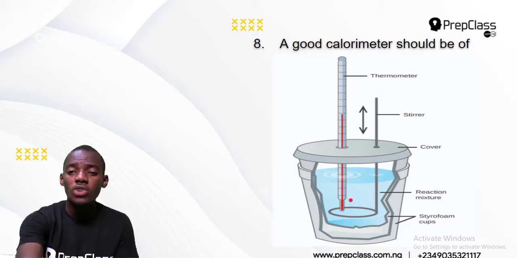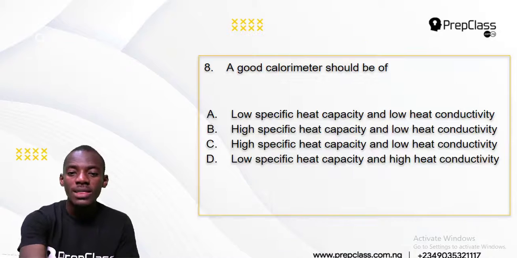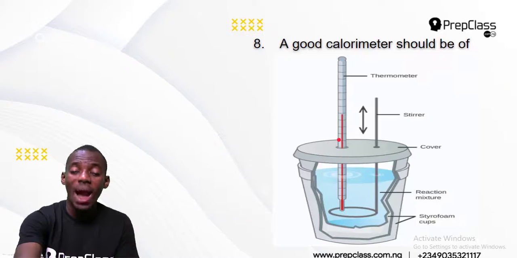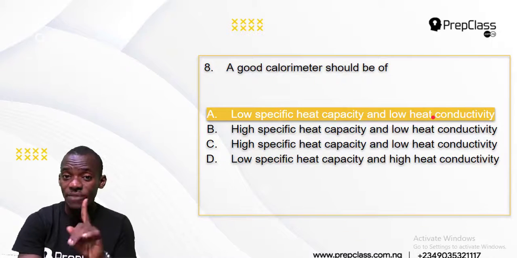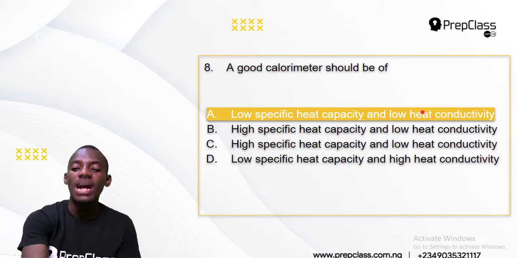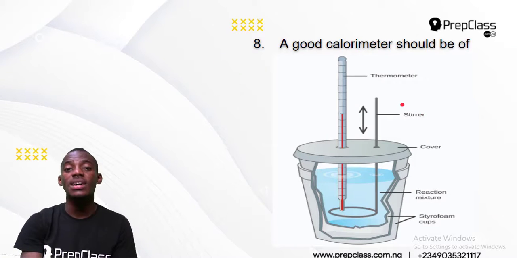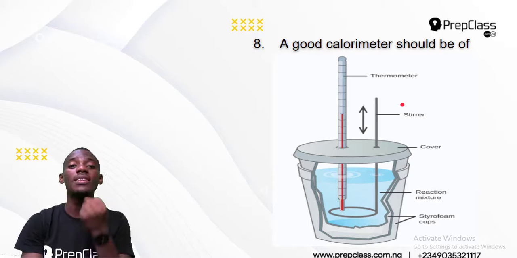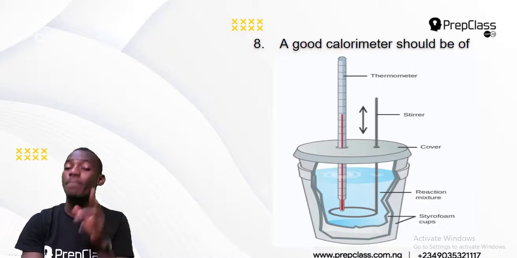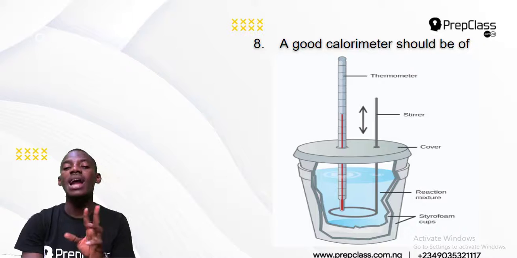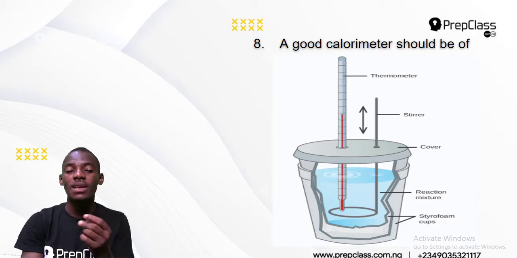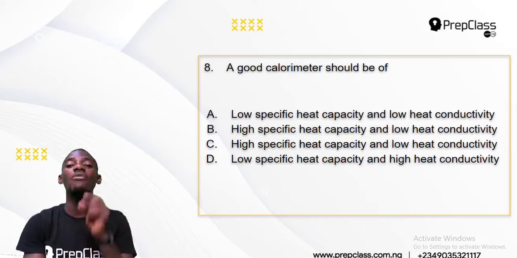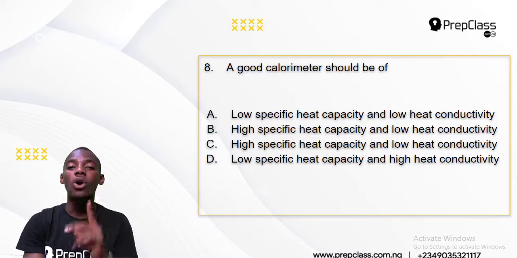But generally, what should be the property of a good one? I will just tell you the answer, and I will tell you why. The answer is this: it has low specific heat capacity and low heat conductivity. The reason is that heat capacity means the amount of heat needed to raise the temperature of 1 kilogram of a body by 1 Kelvin. The amount of heat needed to raise the temperature of that system must be low, so it must have low specific heat capacity.